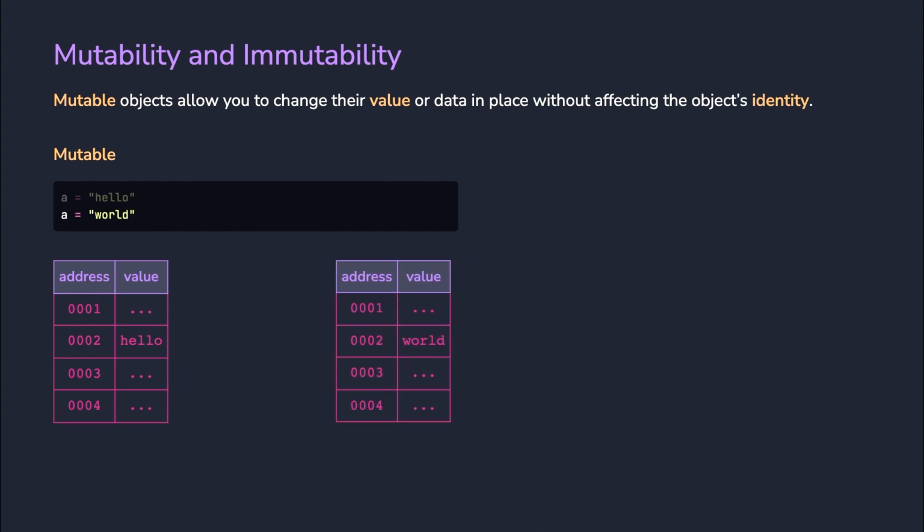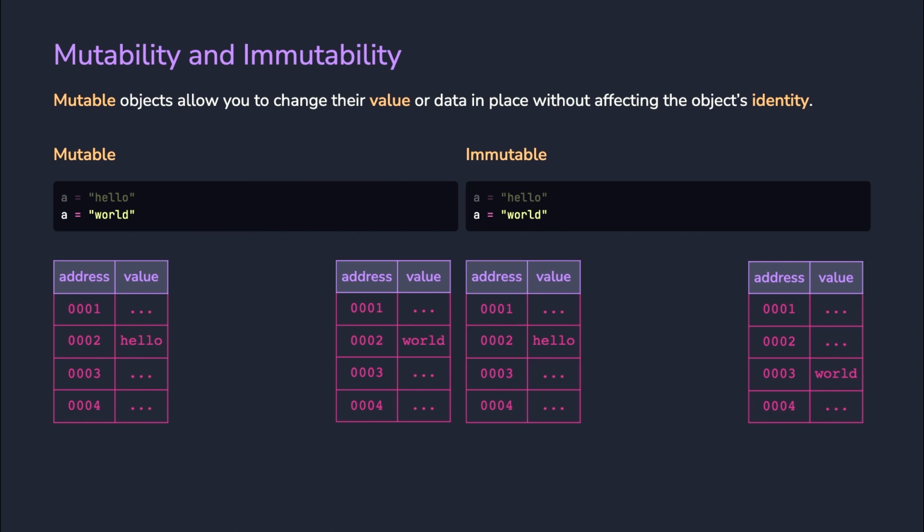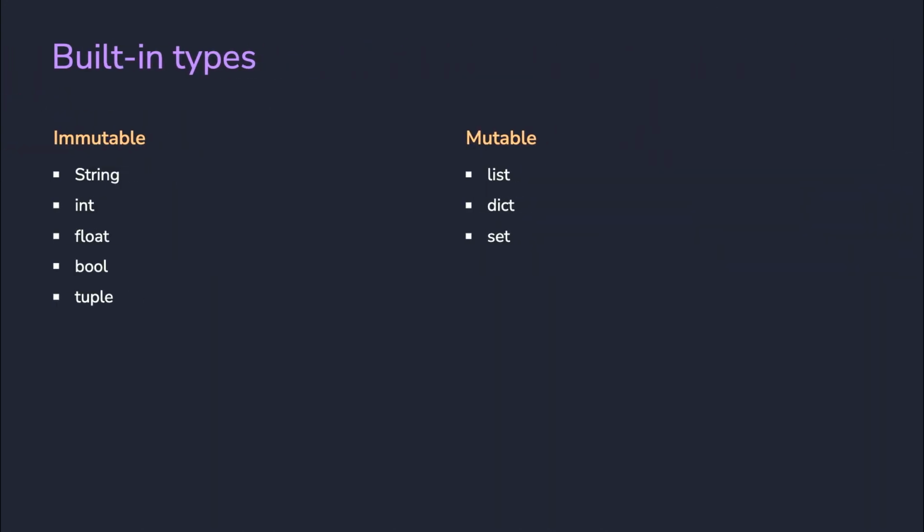On the left, you have the address of the memory. On the right, you have the value. When you change the value, it's changing in place in memory. And otherwise happens with immutable types. As you can see, the object is destroyed and created somewhere else in the memory. The identity changes. Okay. Here's a few examples of immutable and mutable types.